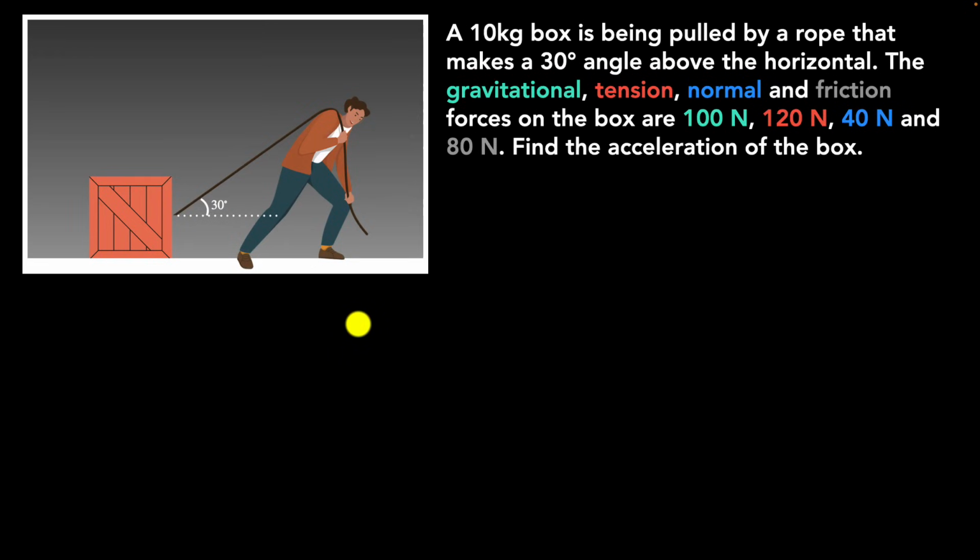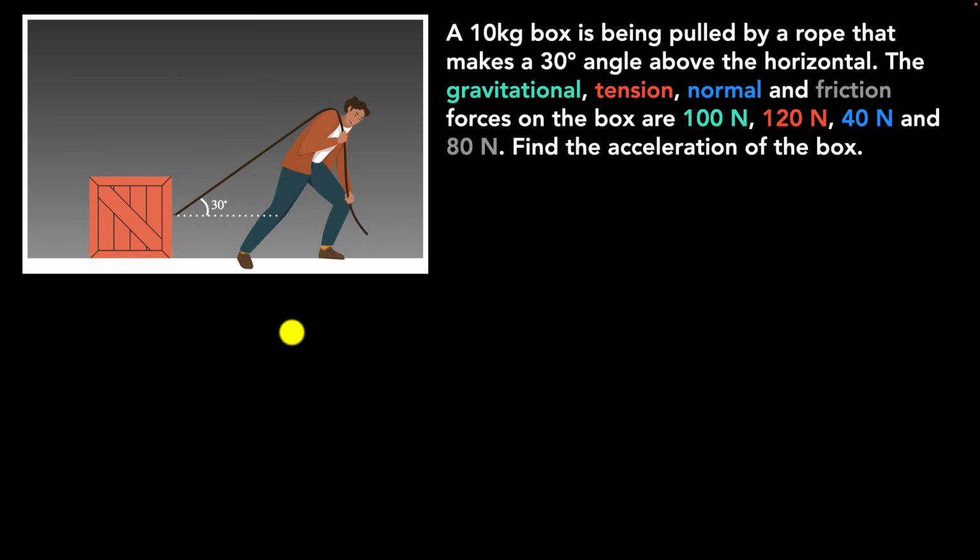Let's solve a few numericals on free body diagrams and Newton's laws. Here's the first one. A 10 kilogram box is being pulled by a rope that makes a 30-degree angle above the horizontal. The gravitational, tension, normal, and frictional forces on the box are as given. Find the acceleration of the box.